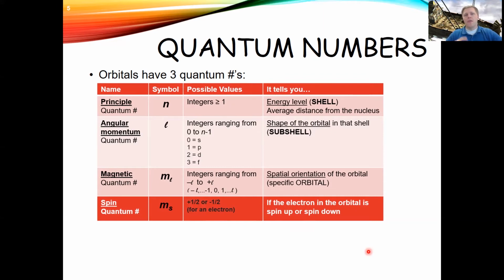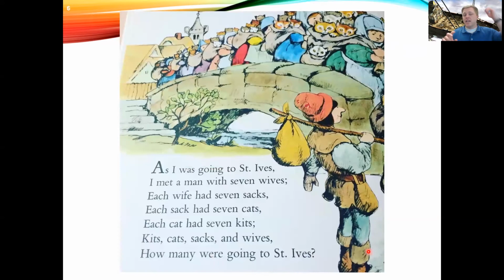I actually like to think about this in terms of the poem about going to St. Ives. I don't actually know what this poem's called, but it goes like this. As I was going to St. Ives, I met a man with 7 wives. Each wife had 7 sacks. Each sack had 7 cats. Each cat had 7 kids. Kids, cats, sacks, and wives. How many were going to St. Ives?